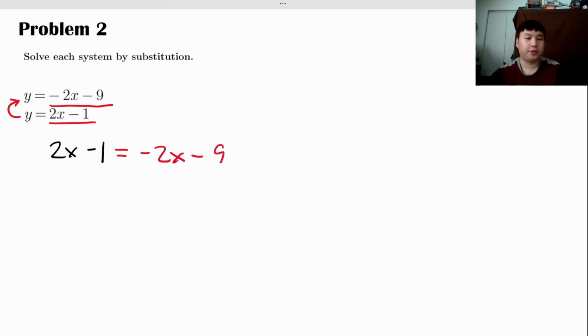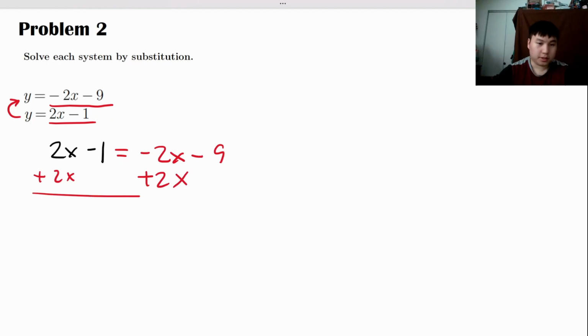Now I have to isolate my x. I could subtract negative 2x from the left to the right, but in this case, for the negative 2x on the right, I will add it to both sides to get rid of that negative. Doing that gives me 4x minus 1 equals negative 9. I'll now add 1 to both sides.